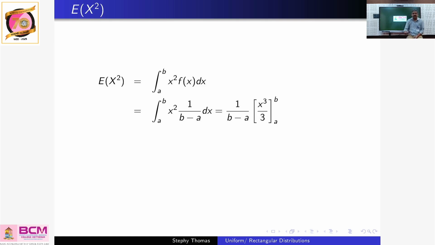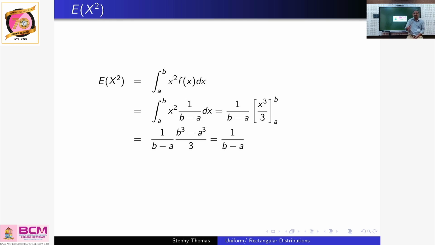On integration, integral x square becomes x raised to 3 divided by 3 within the limits a to b, and on substitution we can see that that becomes 1 by b minus a into, when we substitute the upper limit it becomes b cube, and when we substitute the lower limit it becomes a cube, so b cube minus a cube divided by 3.